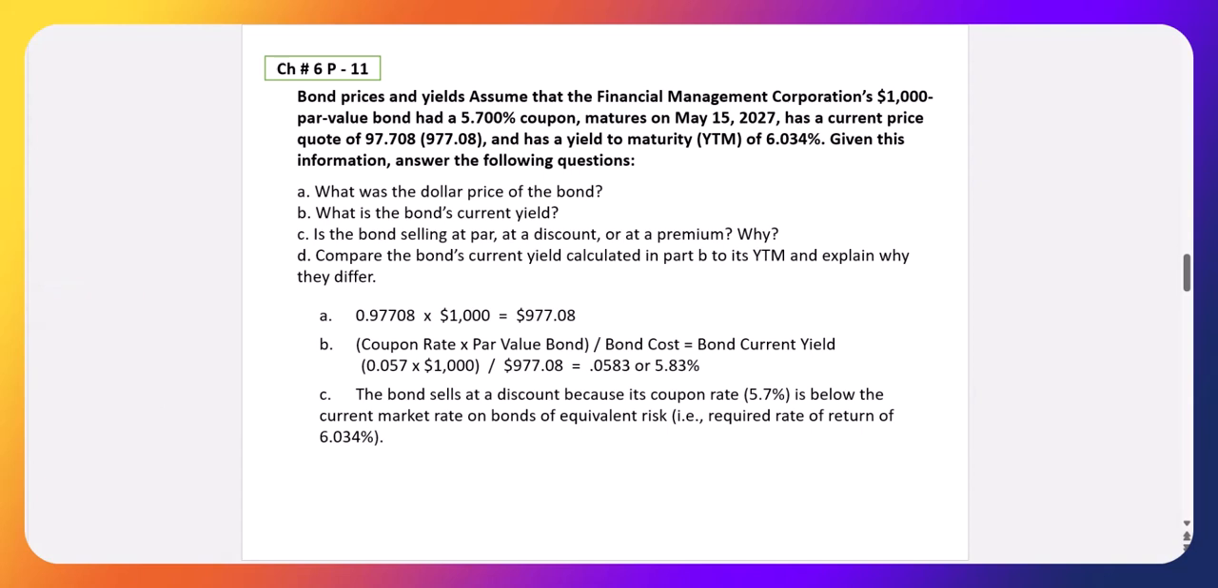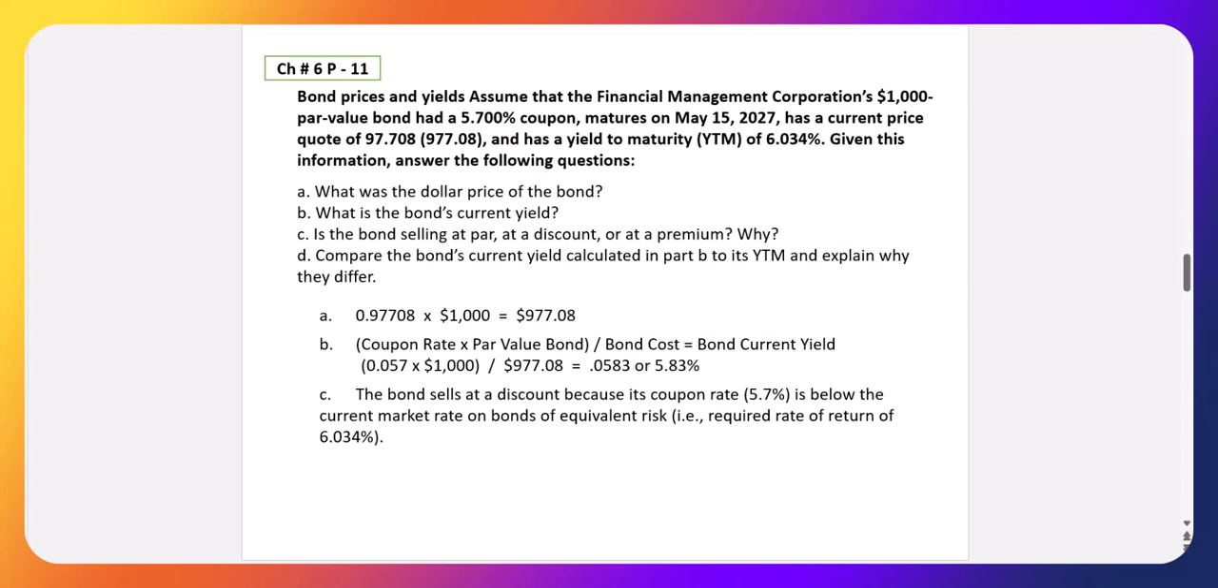Is the bond selling at par, at a discount, or at a premium, and why? I encourage you to make sure you review the videos on understanding par value, a discount, or a premium on a bond. But this particular bond is selling at a discount because its coupon rate, 5.7%, is below the current market yield on bonds of equivalent risk. In other words, today's market price has bonds at 6.034%.